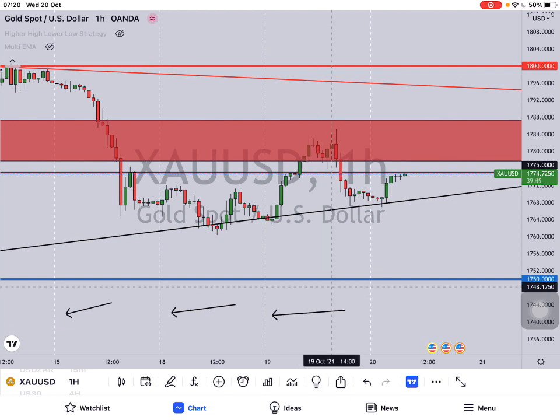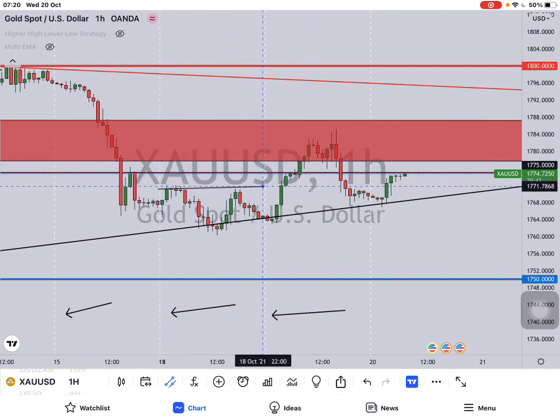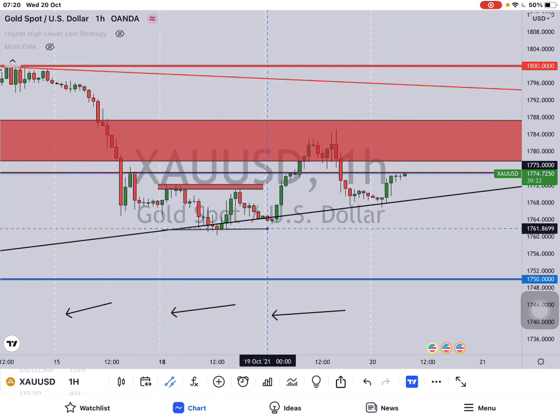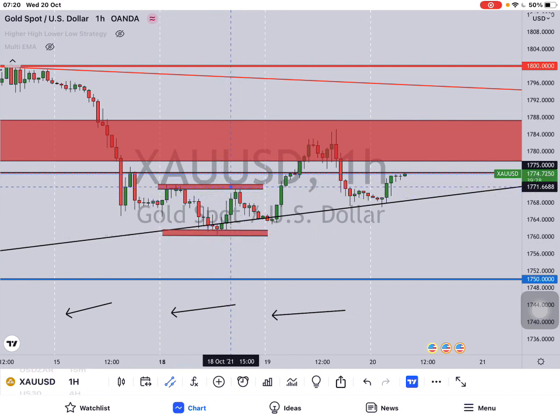What I like to do when I start analyzing is map out the high and the low of the previous day. So over here is the high of the previous day, which was the Monday, right? And this here is the low. Primarily I take sell trades off of the high of the previous day, and I take buy trades off of the low of the previous day.